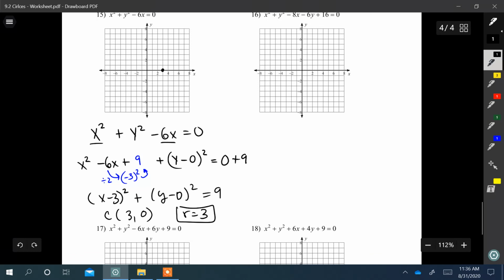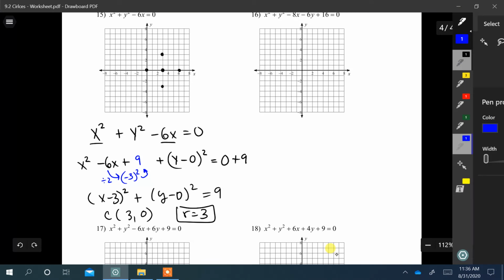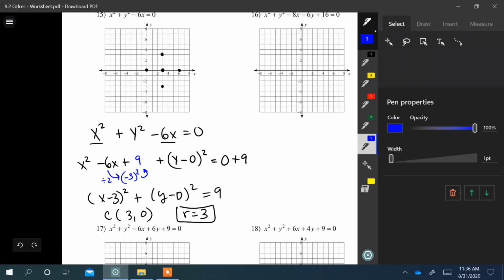So 3, 0 is right there. And then the radius is 3. So 3 there, 3 there, 3, and then 3 right there. We're going to draw my sketch here.